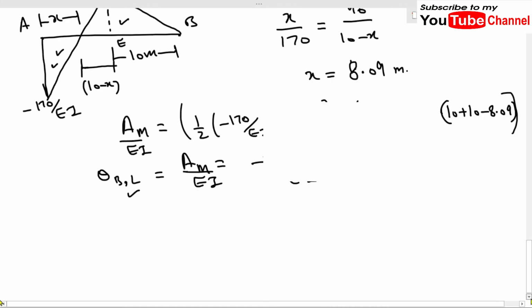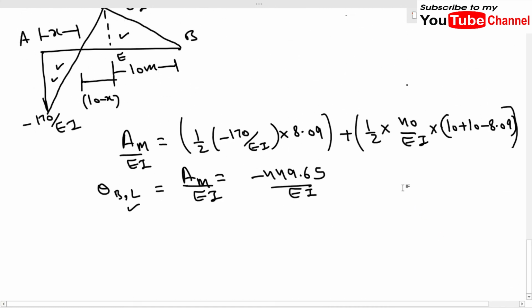For finding tB over A, let me write the formula. tB over A is equal to AM times x bar upon EI. We can calculate the value of AM from this figure, and we have to multiply it by x bar. What is x bar? x bar is the distance of the CG of this triangle from the point B, because we are calculating the deflection at B.